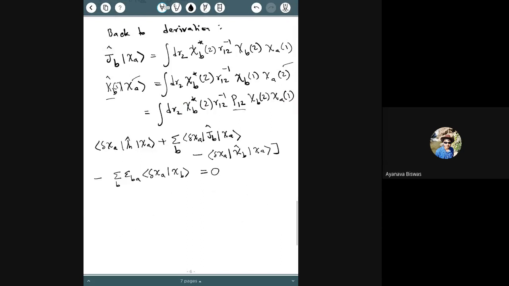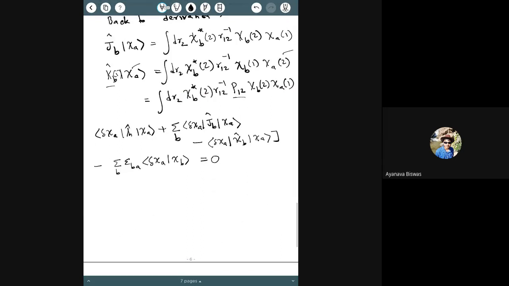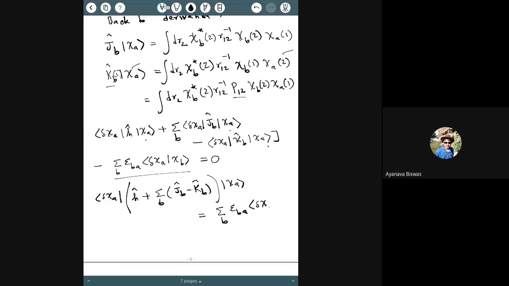So with the definitions of the two operators, we simplify this. And now we have everything acting on chi A in the first three terms. And there is a ket chi B in the last term. So we shift that to the right. And we can write delta chi A, H plus sum B JB minus KB, chi A equal to sum B epsilon BA delta chi A chi B.